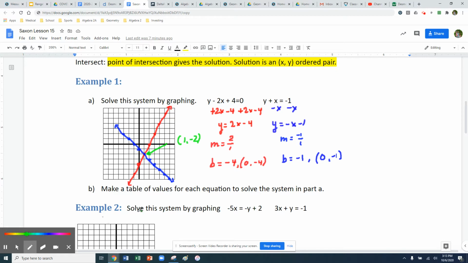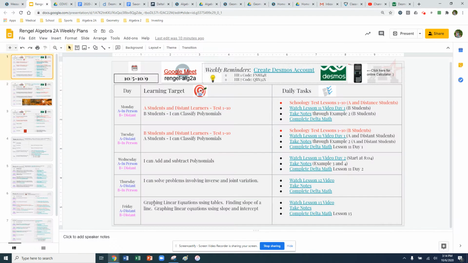In part B, we are going to make a table of values for each equation to solve the system in part A. And I am going to show you how to make a table of values in your TI graphing calculator, which you all have access to. If you go to your class page, if you click on this calculator right here, you will be able to see that. And of course, if you have your handheld calculator, you can get that ready to go, take that out right now.